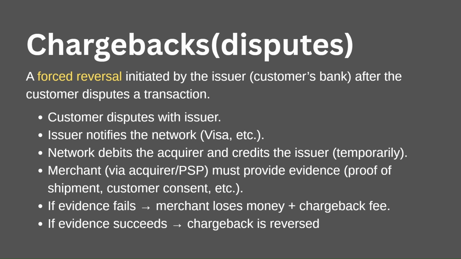Now the merchant has some time to provide the evidence that the activity happened, and that will happen via the acquirer or the payment gateway. In this step, the merchant has to provide some proof, whether it is an invoice, the customer consent, or the proof of shipment. If the merchant fails to provide any evidence, then the merchant will lose the money and it will be charged a chargeback fee. We will cover the chargeback fee in a second. But if the merchant is able to provide the evidence, then the chargeback, the temporary debit that happened, will be reversed.